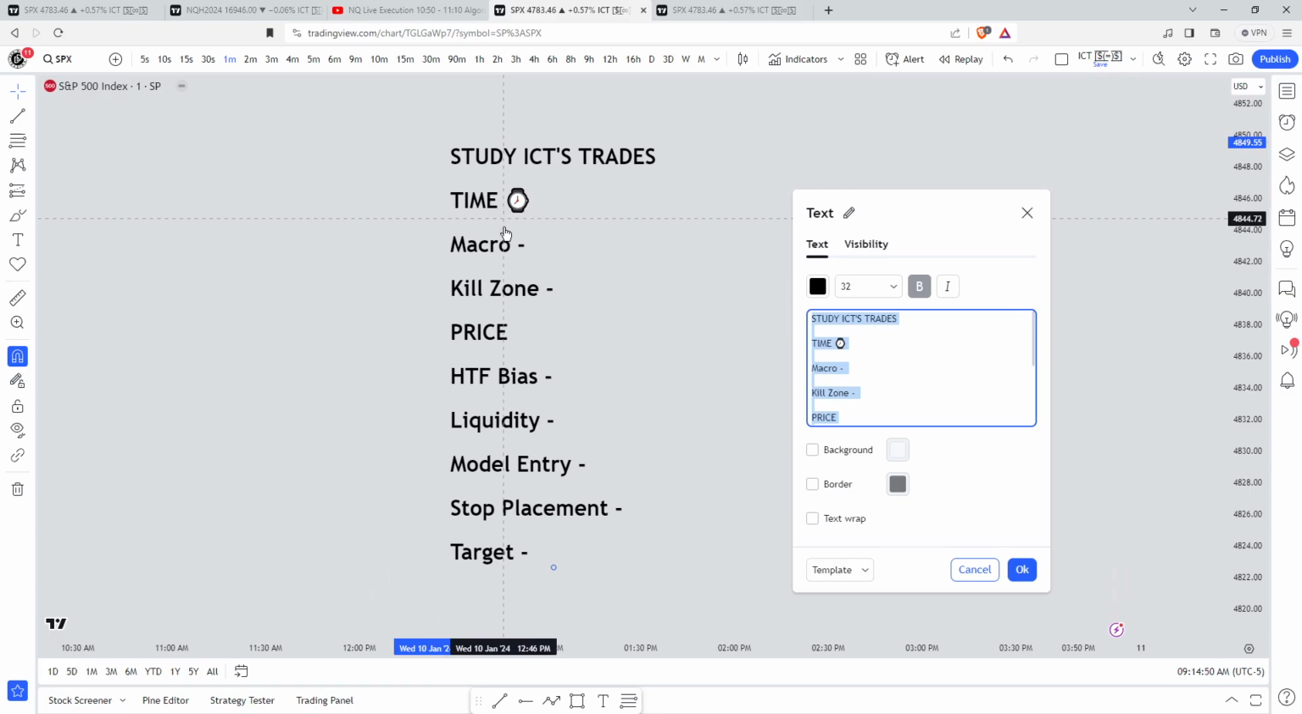You want to focus on the time factor. Is he trading in a macro? We're going to talk a little bit about macros in the next lesson. What kill zone is it? And then price. What's the higher time frame bias? Was liquidity taken? What's the model entry? What is he trading? What is his stop loss placement and why is his stop loss placement there? And where is he targeting and why? It's really just understanding what he's trading. You start to see this repeating phenomenon in all of his trades.